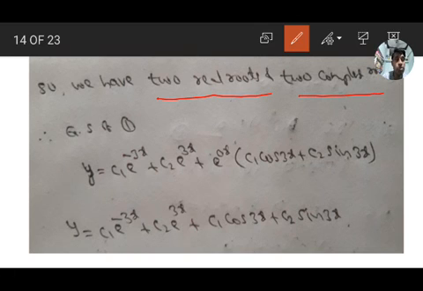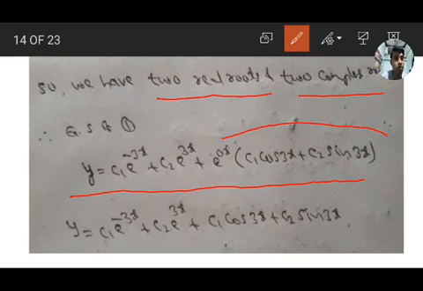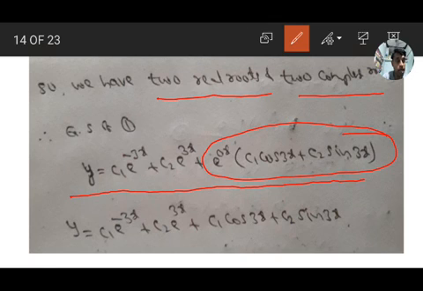Therefore the general solution is y = c1 e^(-3x) + c2 e^(3x) + for the complex roots e^(0x)(c1 cos 3x + c2 sin 3x). Here a = 0, b = 3. Therefore by simplification e^0 = 1. So y = c1 e^(-3x) + c2 e^(3x) + c1 cos 3x + c2 sin 3x.